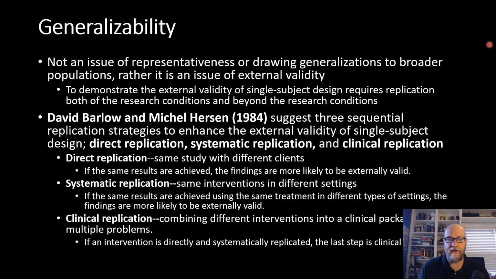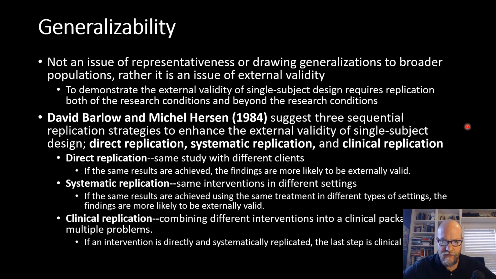What about generalizability? There's an issue of representativeness, or drawing generalizations to broader populations. To demonstrate the external validity of a single subject design requires replication, right? Of course, we know at this point in this class, if you want to make an argument for generalizability or external validity, you point to replication. You have to replicate the research conditions and go beyond them to different settings, different targets, different aspects of the behavior, or different subjects, obviously. And so you can start to make an argument for generalizability if you see replication.